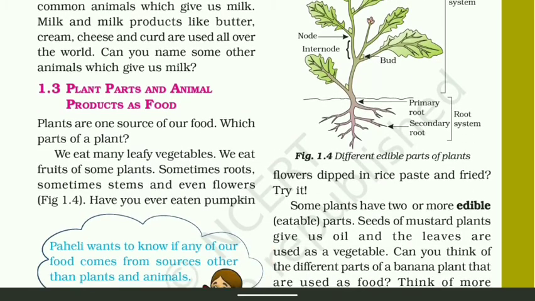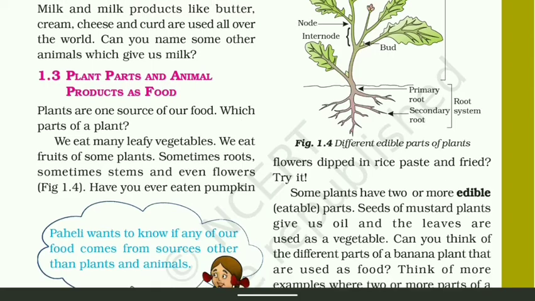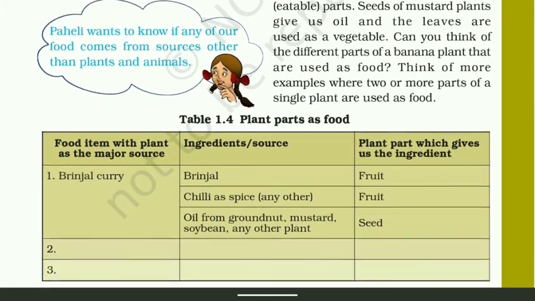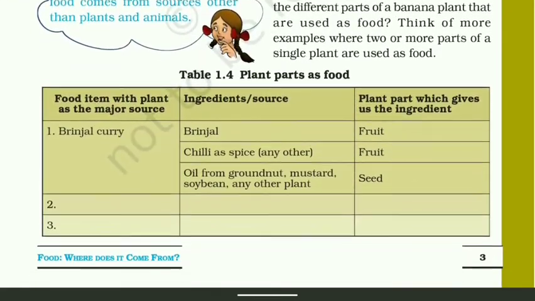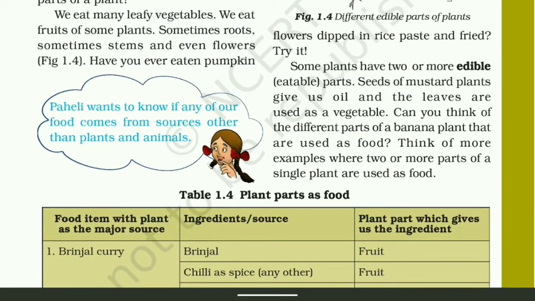Plant parts and animal products as food. Plants are one source of our food. Which parts of a plant do we eat? We eat many leafy vegetables. We eat fruits of some plants, sometimes roots, sometimes stems, and even flowers. Have you ever eaten pumpkin flower dipped in rice paste and fried?